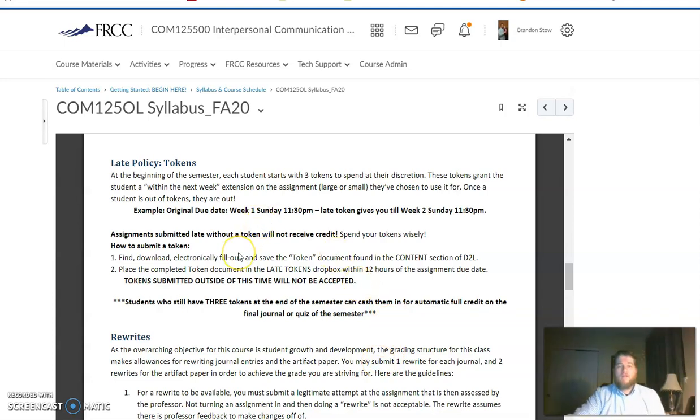Okay. So assignments submitted late without a late token don't get credit. Period. End of story. Here is how you submit a late token. You find and download electronically the late token document found in the content section of D2L. It's actually in the resources content module. If you go to the resources content module, there you will find the late token document.